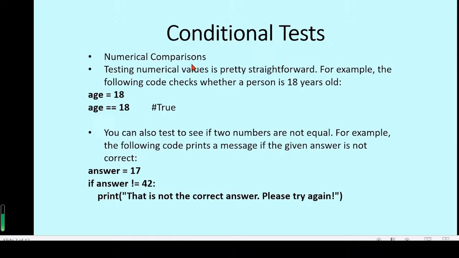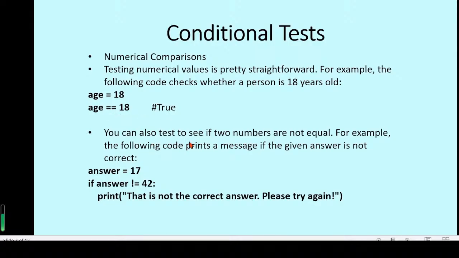And numerical comparisons. Testing numerical values is pretty straightforward. For example, the following code checks whether a person is 18 years old. So if the person is 18 years old, then you test numerically if the age equals 18, and you get a true result.